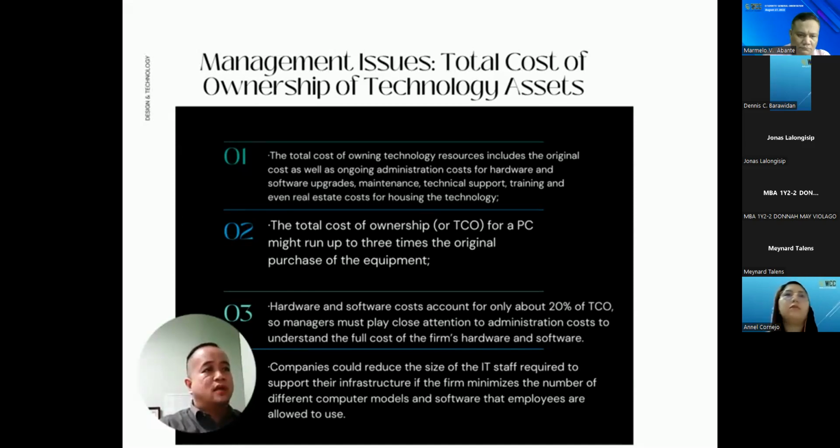Hardware and software costs account for only about 20% of TCO. So managers must pay close attention to administration costs to understand the full cost of the firm's hardware and software. Companies could reduce the size of the IT staff required to support their infrastructure if the firm minimizes the number of different computer models and software that employees are allowed to use.